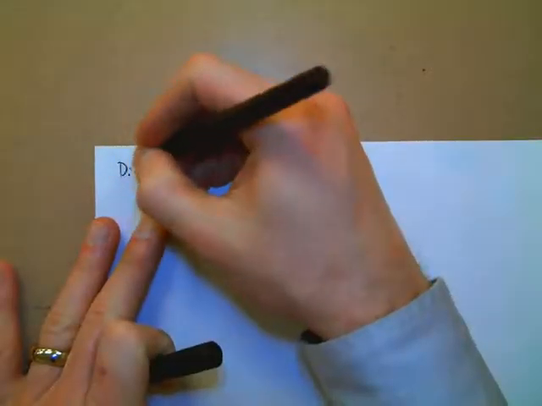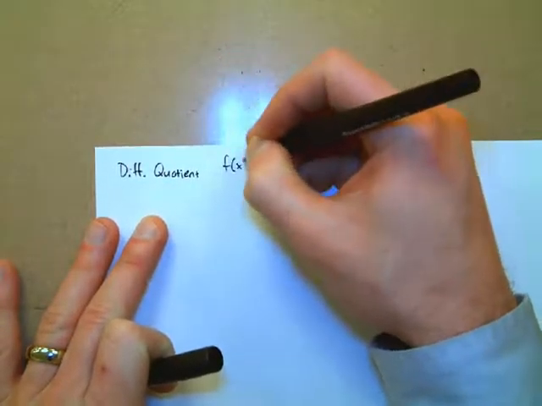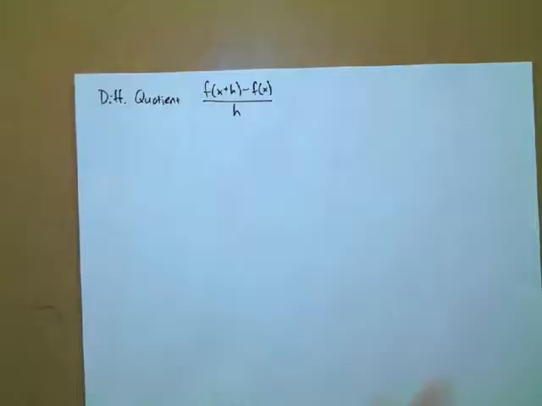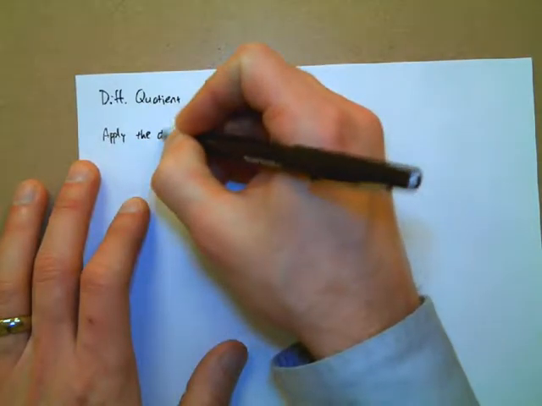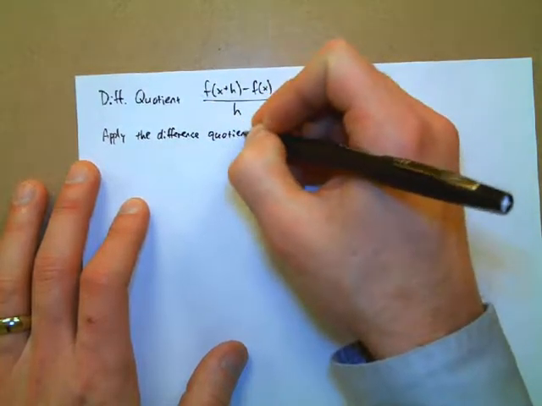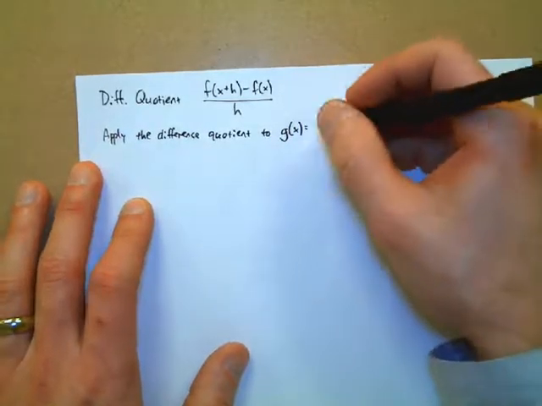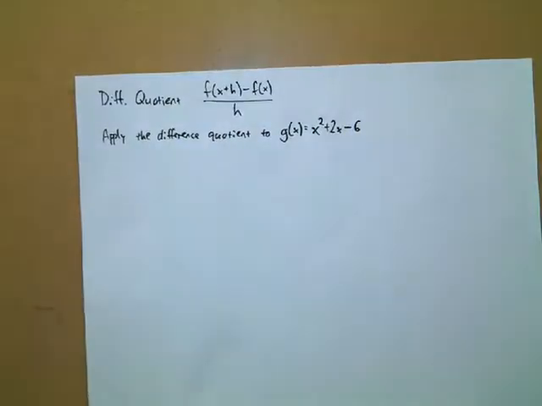Okay? And we want to apply the difference quotient to g of x equal to x squared plus 2x minus 6. So I know the difference quotient here says f of x plus h minus f of x all over h, but the same can be applied to g of x here. So just instead of f of x, we now have a g of x. That's all. It's just the function name has changed, but it's the same idea.